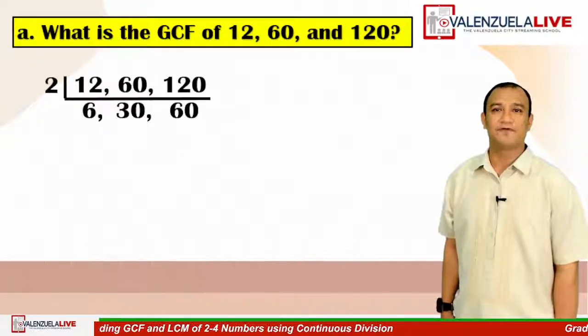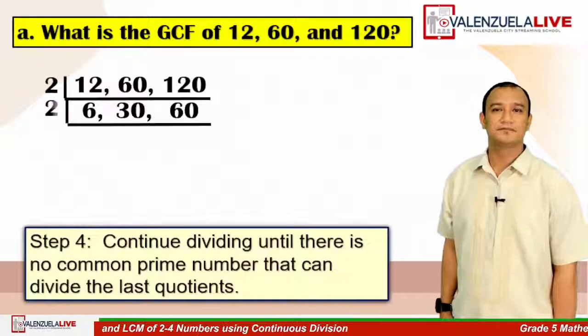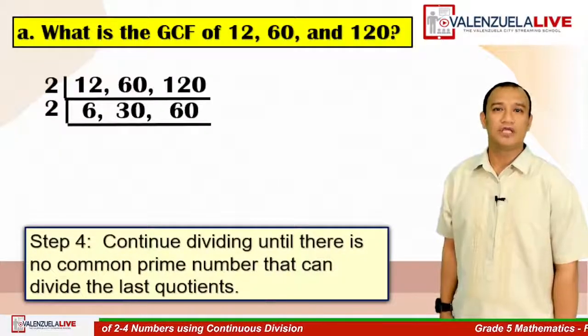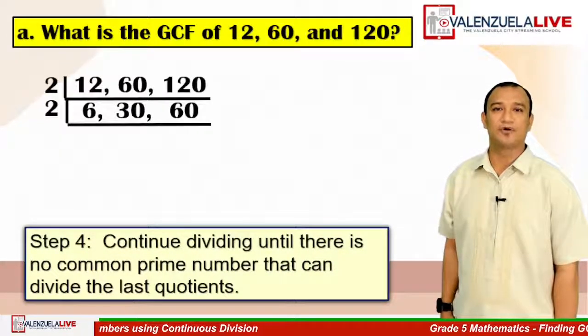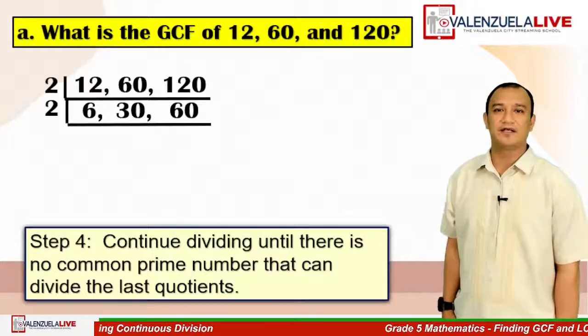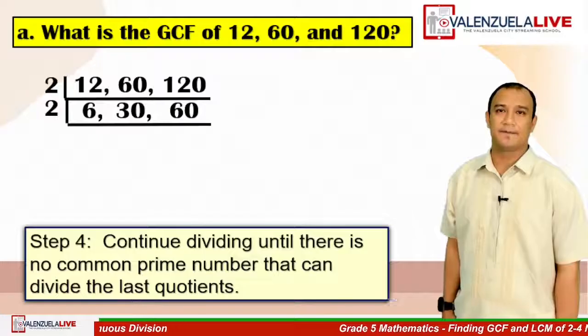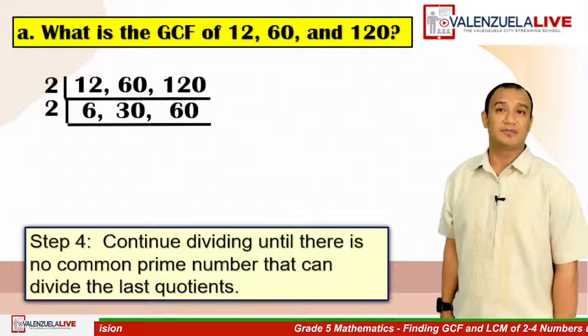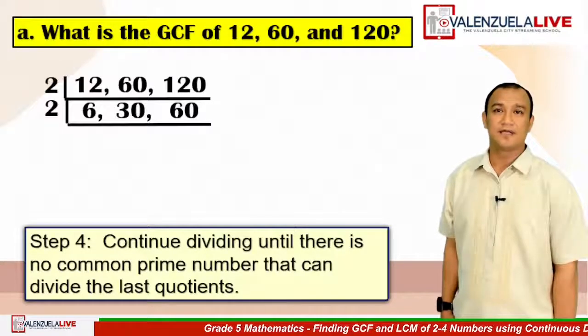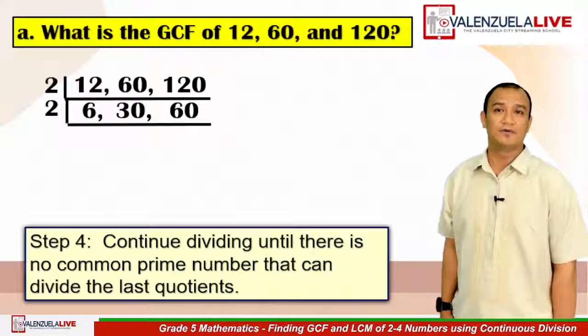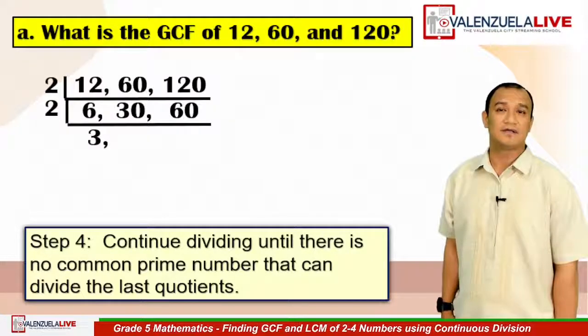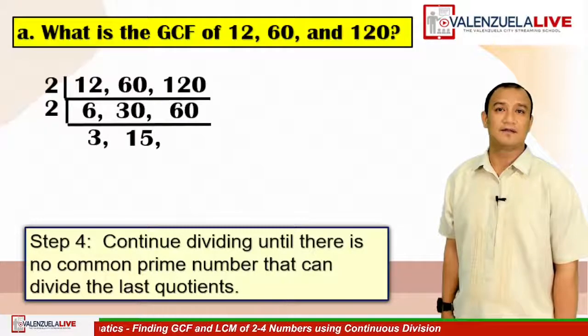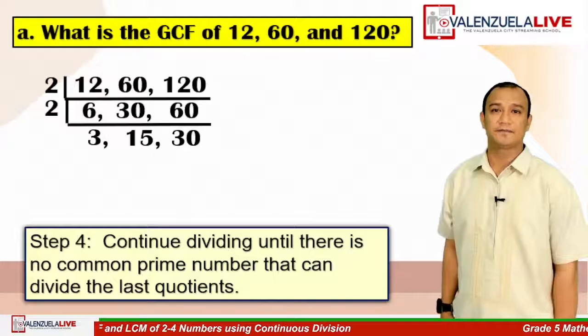For our step 4, continue dividing until there is no common prime number that can divide the last quotients. Now, let's have another prime divisor, which is 2. And then let's divide. 6 divided by 2 is 3. 30 divided by 2 is 15. And 60 divided by 2 is 30.